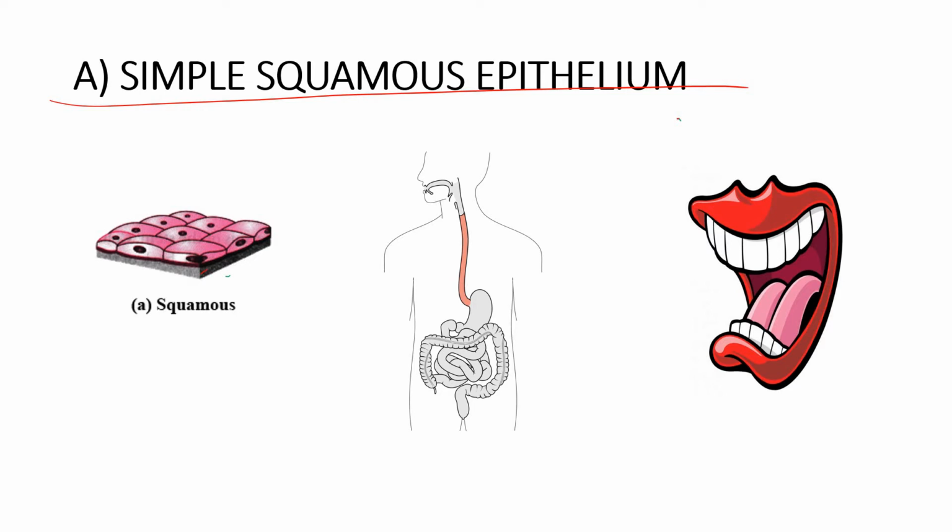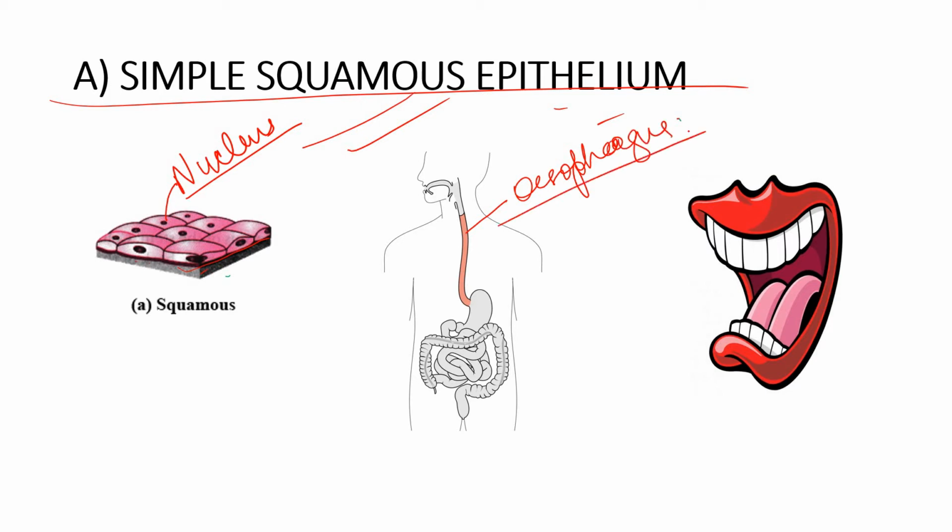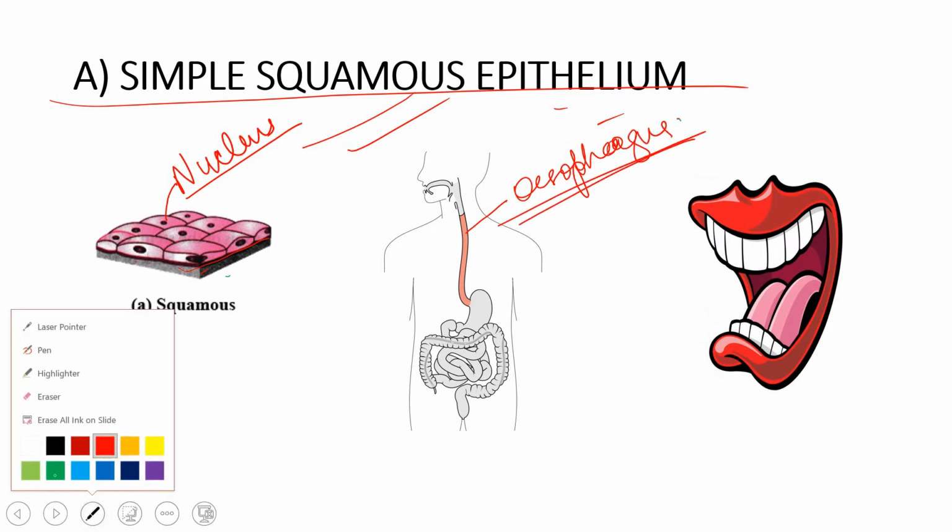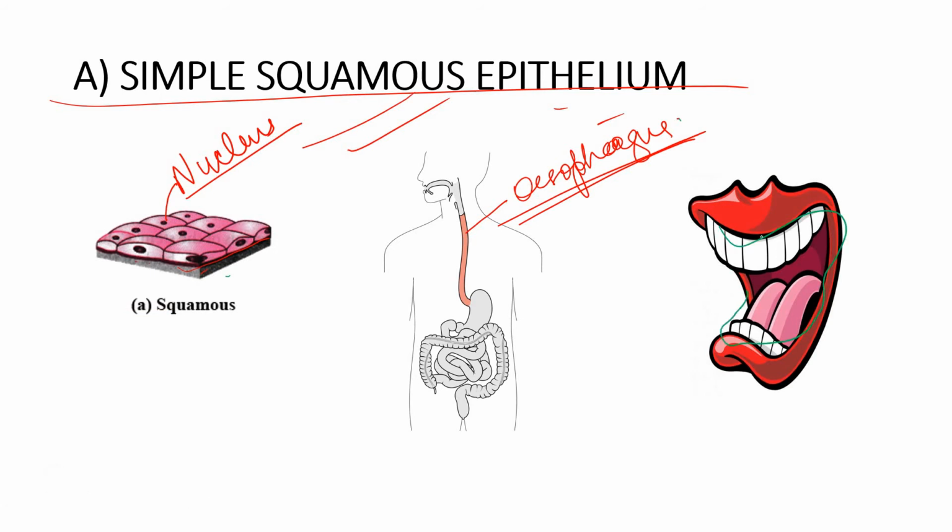Number one division is the simple squamous epithelium. What is it? You can see that this is a thin layer of epithelium which is called the squamous epithelium. Thin layer. One single layer is there with each cell having one nucleus. These are what? Nucleus. Okay. So it's a single layer. Now this simple squamous epithelium, these tissues are present in the esophagus region, and also these are present in this inner lining of our mouth. Okay, this inner lining of our mouth, we have this simple squamous epithelium tissue.